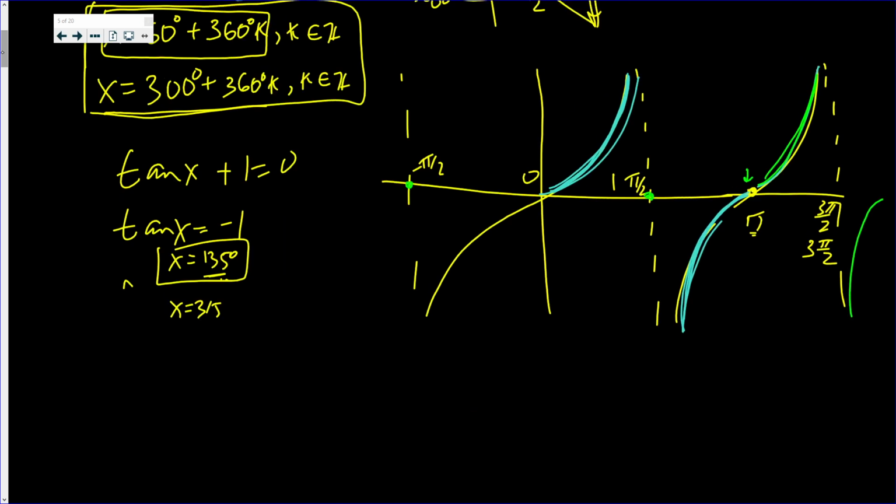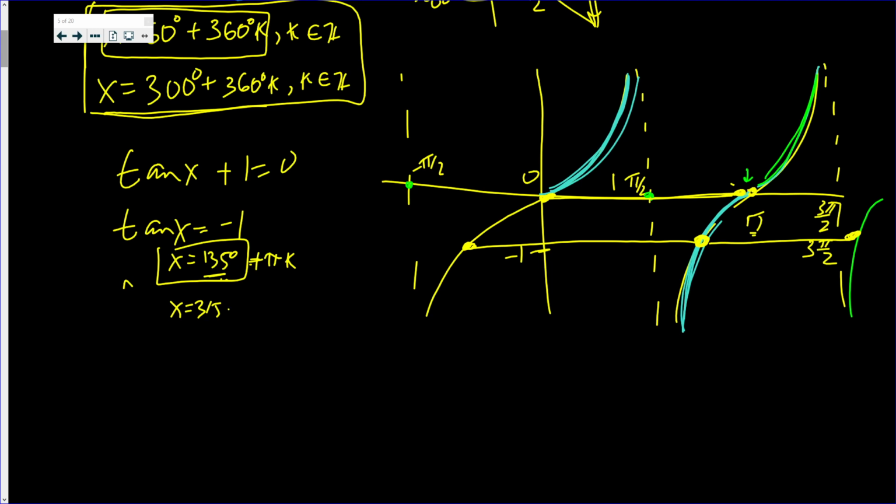Negative 1 is at 135. Negative 1 is, say, right here. So we found that angle. But you know what? Remember that one period, it goes from 0 to pi. It's pi. So I claim that you can add on any multiple of pi. Okay? You can take away pi. From here to here is pi. There it is again. You can add pi. There it is again. You can always add pi.